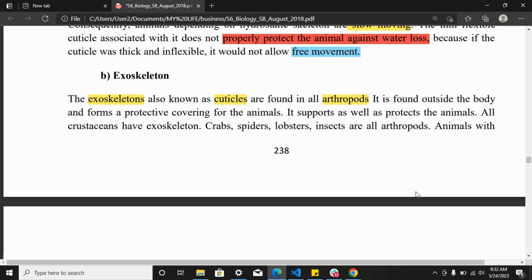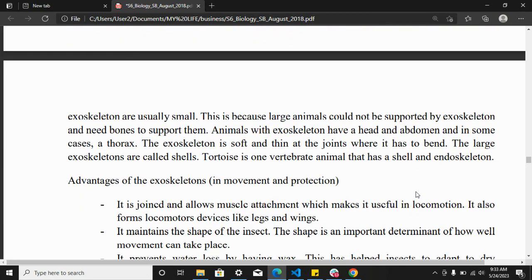So animals rero with exoskeleton are usually small. Kenshi ama animals akoresha exoskeleton ni mato. They are very very small. This is because large animals could not be supported by exoskeleton and need bones to support them.